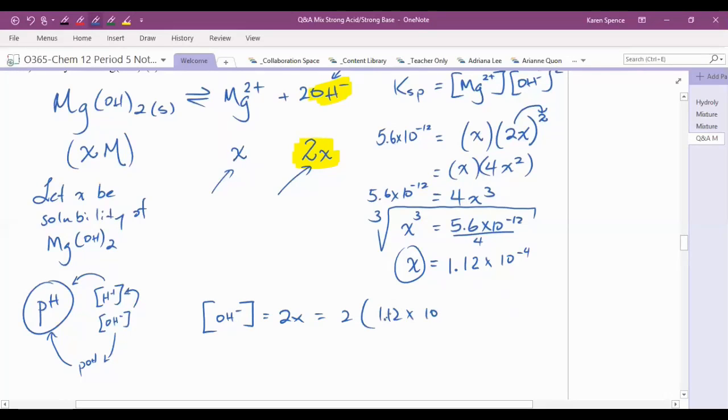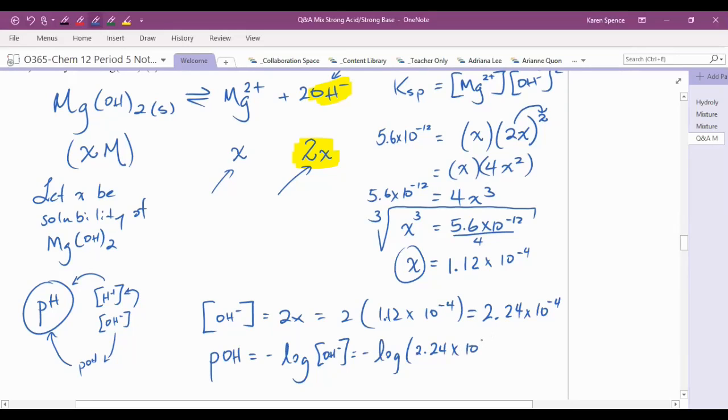1.12 times 10 to the negative 4, and that is times 2 equals 2.24 times 10 to the negative 4. And our pOH, let's go that way this time. pOH is negative log of hydroxide. And so that's the negative log of 2.24 times 10 to the negative 4.